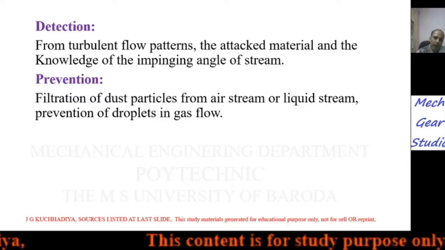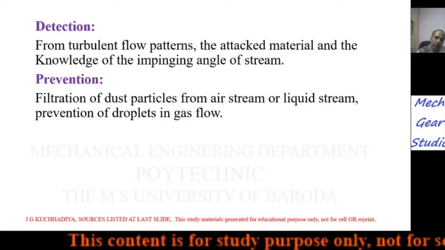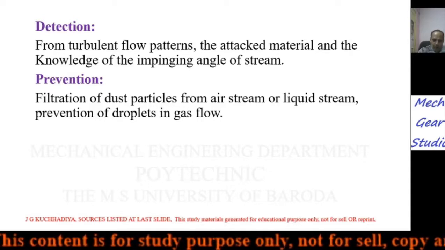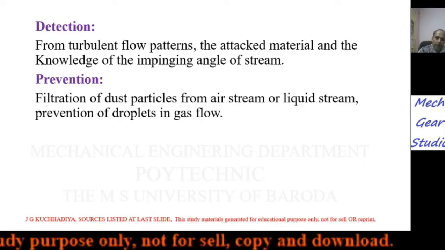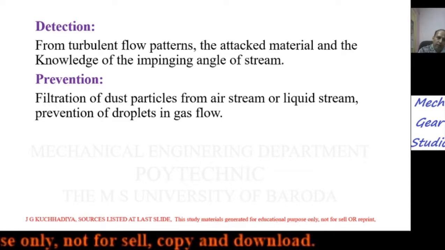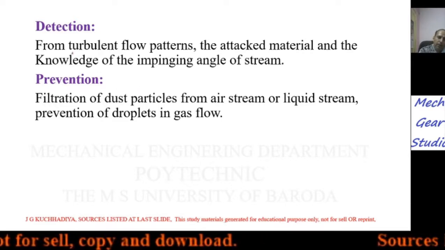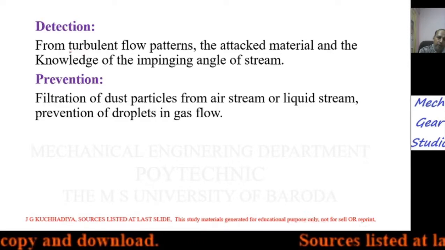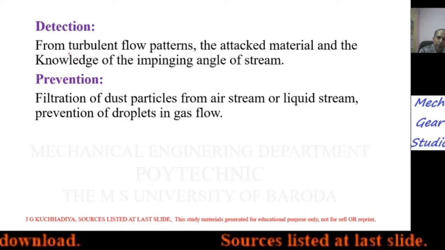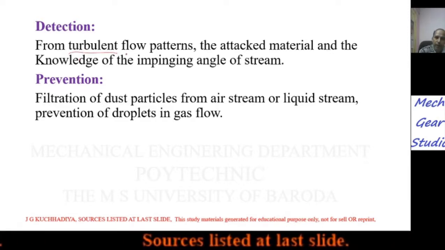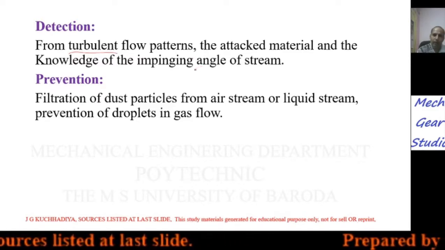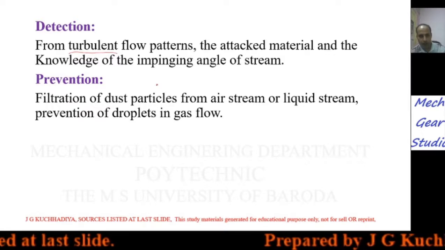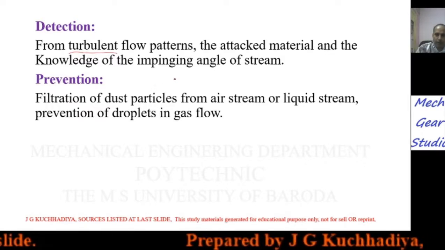Detection of erosion. How can we detect it? By dismantling and observing the part, we can say that the part is eroded, and the effect of the erosion can be identified from the flow pattern. Maybe turbulent flow creates higher erosion, and laminar flow will affect a smaller amount of material removal.